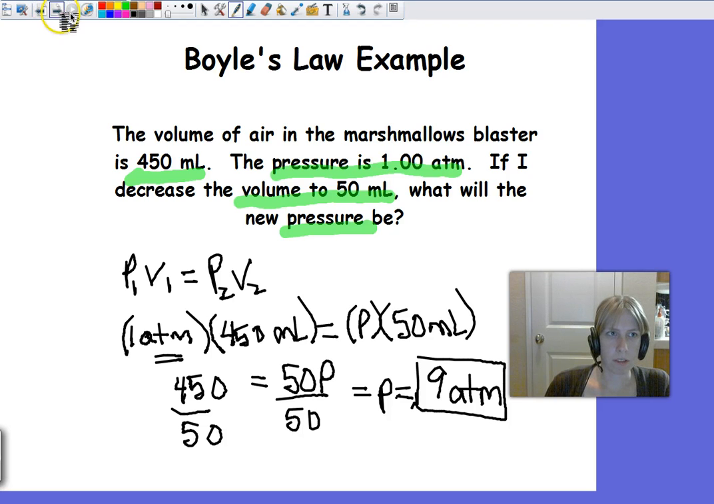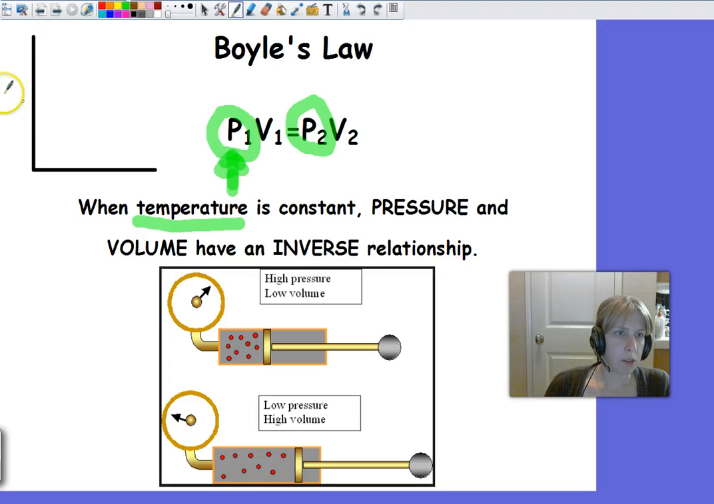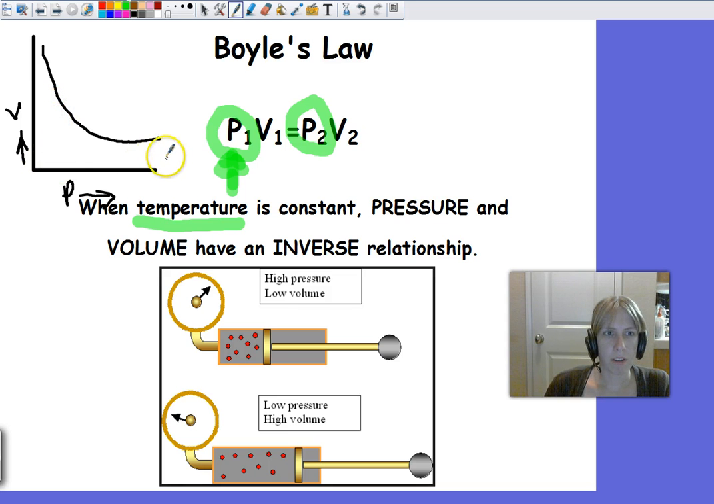So let's take a look at our next law. Oh, and before I forget, when you plot volume over pressure for this, if pressure is increasing this way and volume's increasing here, it's going to make a graph that looks like this. So this is an inverse graph. As my pressure increases, my volume's going to decrease. So over here I have a high pressure and a low volume. Over here I have a low pressure and a high volume.